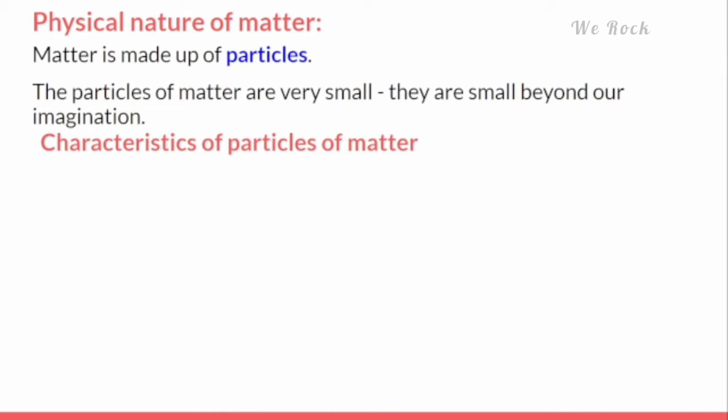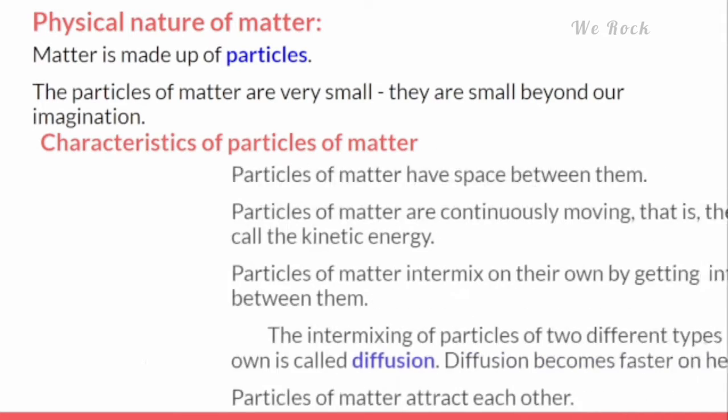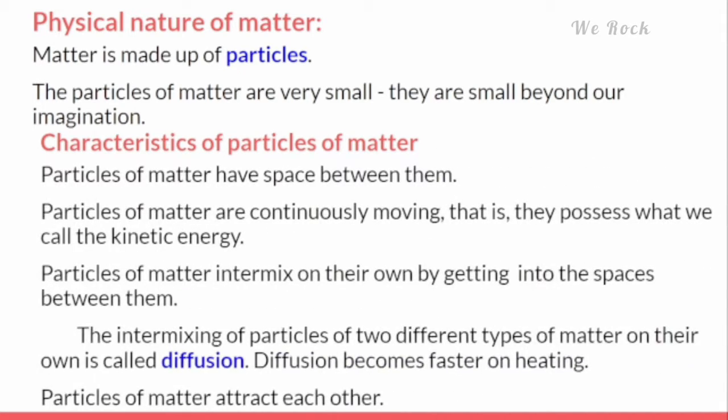Characteristics of particles of matter. Particles of matter have space between them. Particles of matter are continuously moving. That is, they possess what we call kinetic energy. Particles of matter intermix on their own by getting into the spaces between them. The intermixing of particles of 2 different types of matter on their own is called diffusion. Diffusion becomes faster on heating. Particles of matter attract each other.